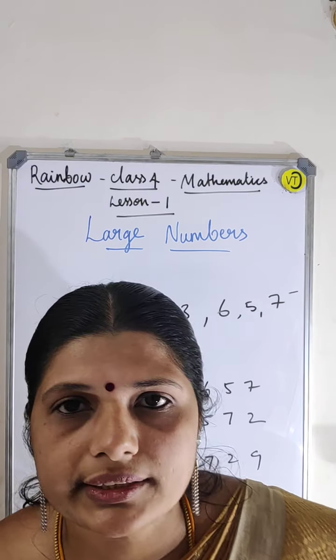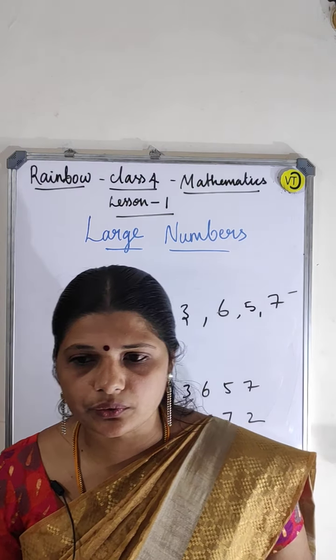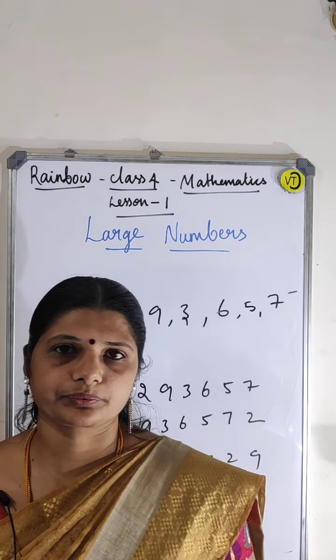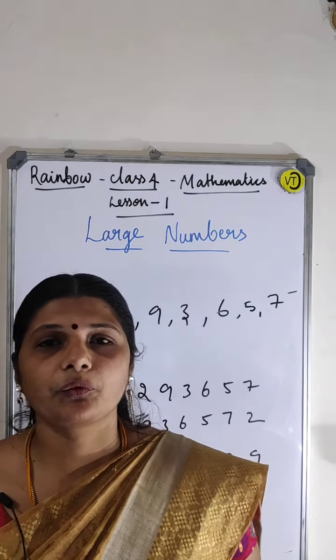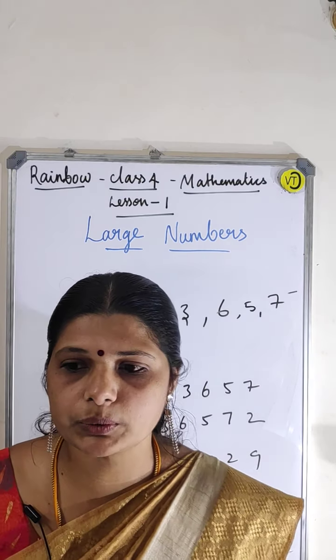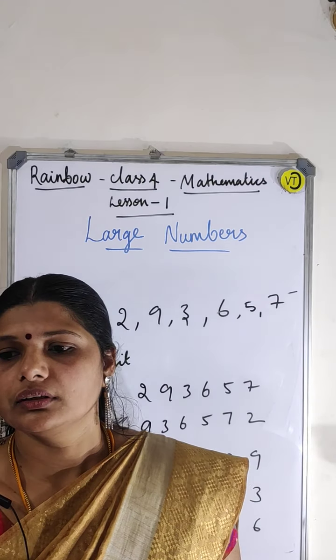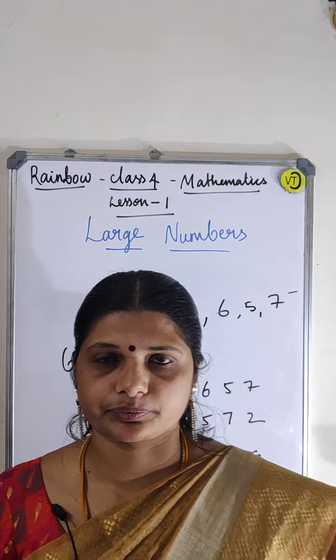Okay. The next topic I am going to is place value and face value. What is meant by place value? Place value of a digit is the value which the digit holds at its place in the number. That is the place value.